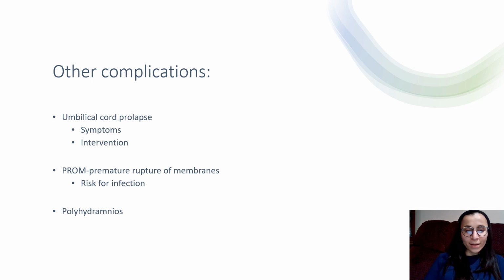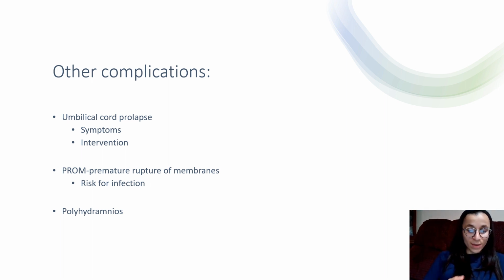Okay, some other complications are umbilical cord prolapse. It's when the umbilical cord comes out before the baby. This is a medical emergency because the baby gets oxygen from the umbilical cord, so it can't come out before the baby does. The way you know is that you actually see the cord coming out.